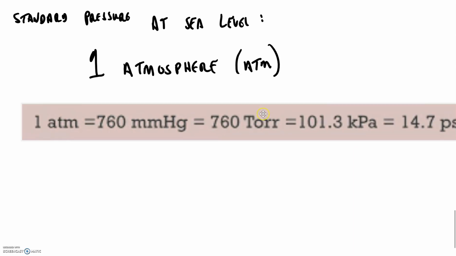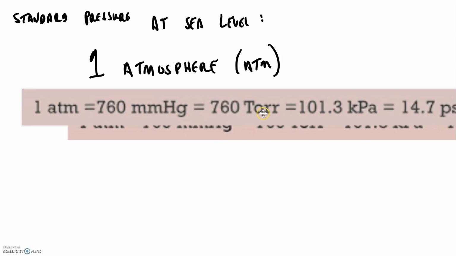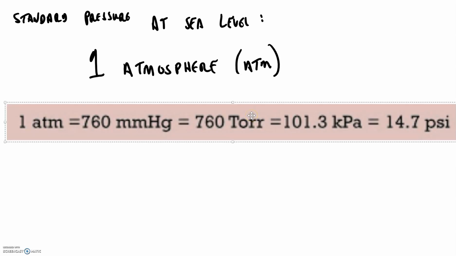1 atmosphere is the equivalent of 760 millimeters of mercury. We're going to use another term to describe millimeters of mercury because that can be a little clunky. So we're going to abbreviate it TOR, which is short for Torricelli, the guy that invented the barometer. And there's one more unit that we're going to use called the kilopascal, which is a standard metric unit.